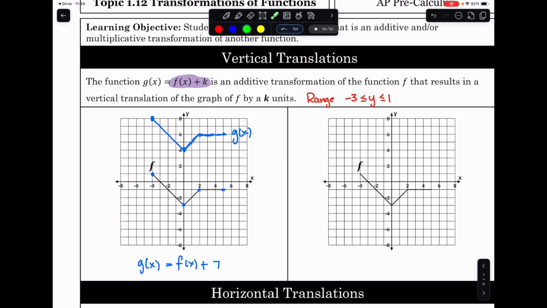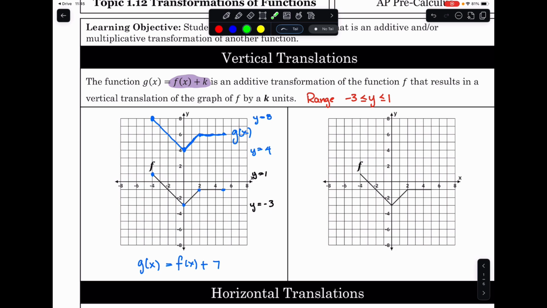And if we look at the range of g, this new function here, the range has also shifted. Instead of the lowest y value being at -3 and the highest y value being at 1, it is now all 7 units higher. The biggest y value is at 8 and the lowest y value is at 4, compared to when it was at y equals 1 and y equals -3. 1 plus 7 is equal to 8, and this lowest point, -3 plus 7, is equal to 4.